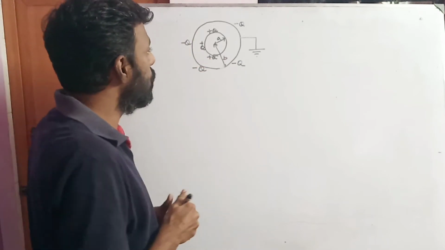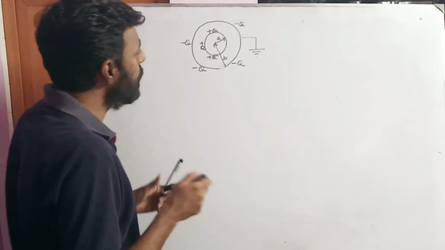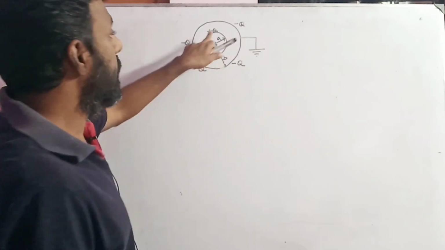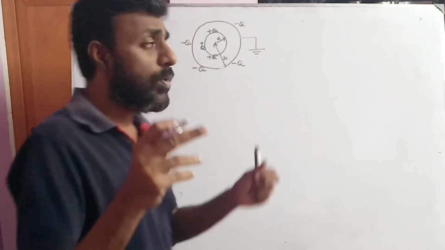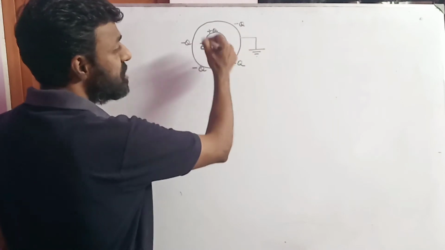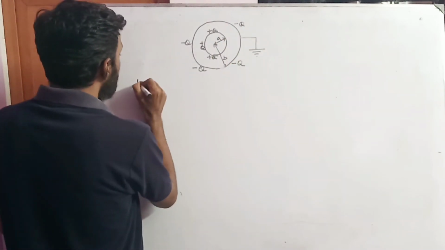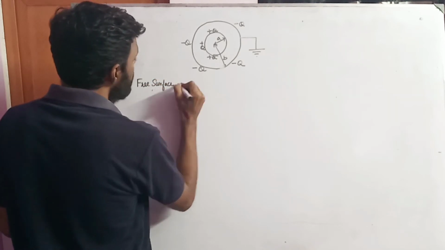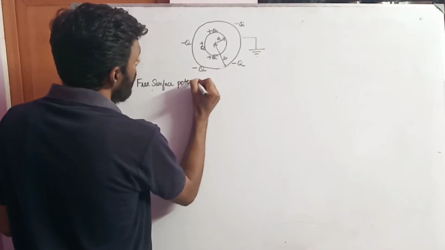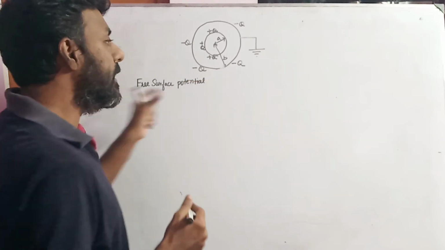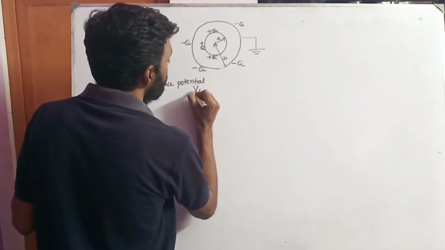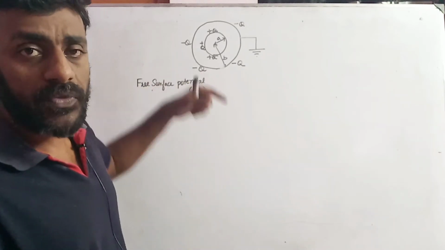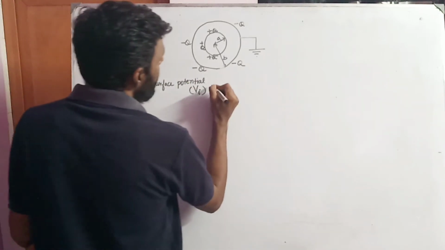Now, first, I'm going to consider the inner sphere. I want to find the free surface potential of the inner sphere. I'm indicating it as Vi, since i is for inner. So Vi is the free surface potential of the inner sphere.